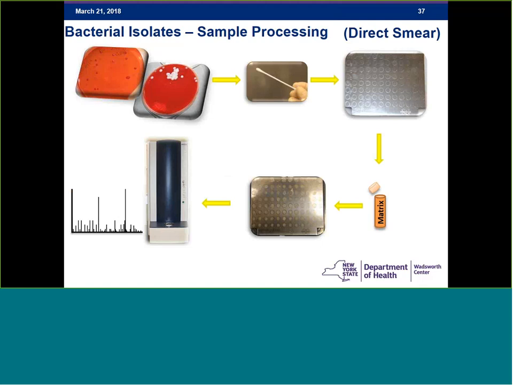For one system, isolates can be identified following one of 3 different methods. The first method is considered the direct smear. The isolate is selected from an agar plate and transferred to a target. The isolate is then covered with matrix, allowed to dry, and placed into the instrument. The instrument generates a spectrum which is compared to a database to determine the identification of the organism. An alternate method is the extended smear. This is similar to the direct smear, except after the isolate is transferred to the target, it is overlaid with 70% formic acid. After the formic acid has dried, it is overlaid with matrix, dried, and placed into the instrument.